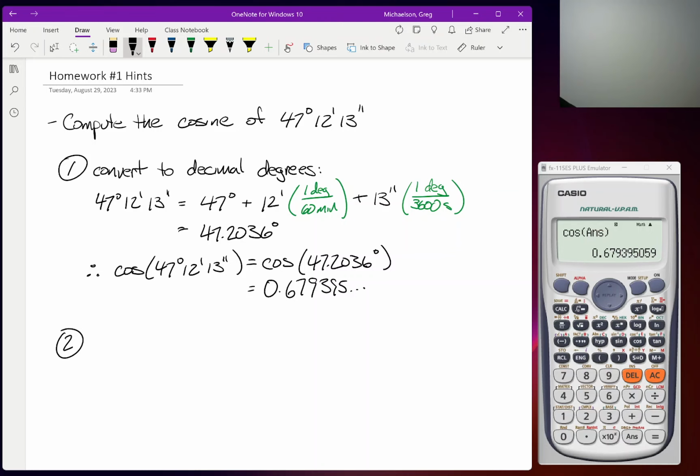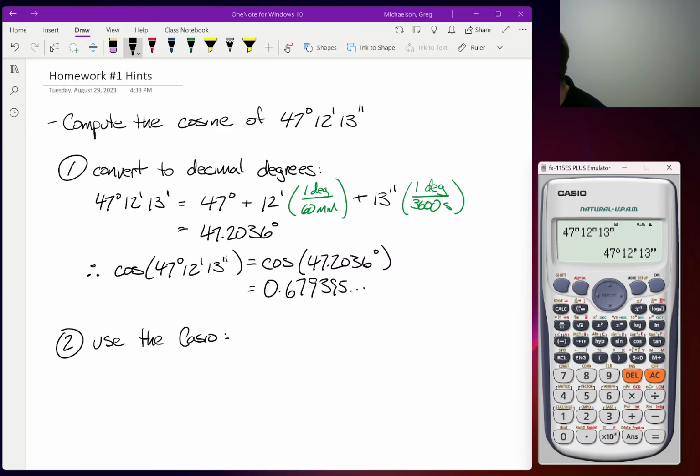Okay, so that is one way of doing it. There are multiple ways of doing this, but another way is to just use the Casio. Okay, and so what I'm going to do here is clear this Casio out. And if you recall on the Casio, above the ENG button, there's this degrees, minutes, seconds button. So what I can do is say 47, 12, 13, press enter. And then that enters that data in degrees, minutes, seconds.